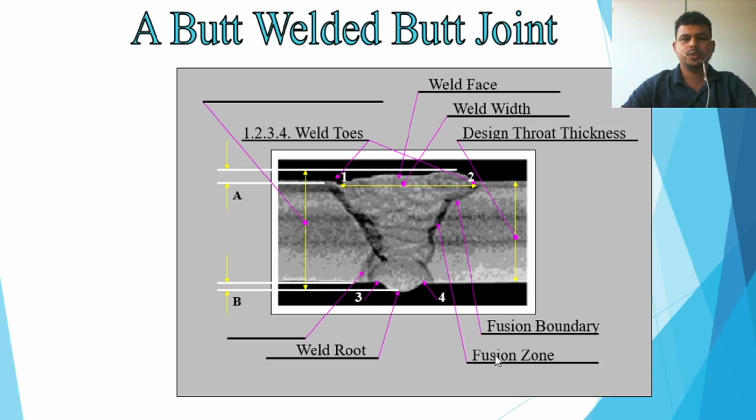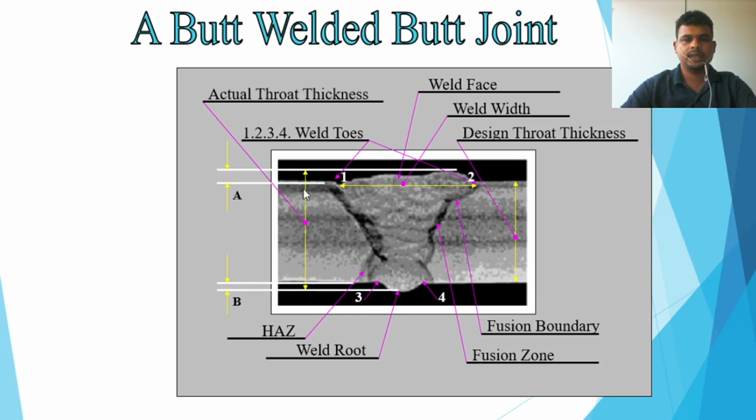Then the fusion zone. You can also see this is the fusion zone. Whatever is fused, the weld metal plus parent material, is called the fusion zone. Then the heat affected zone. From the fusion line to this specific place is the heat affected zone, up to how much it is affected. So this is the heat affected zone.